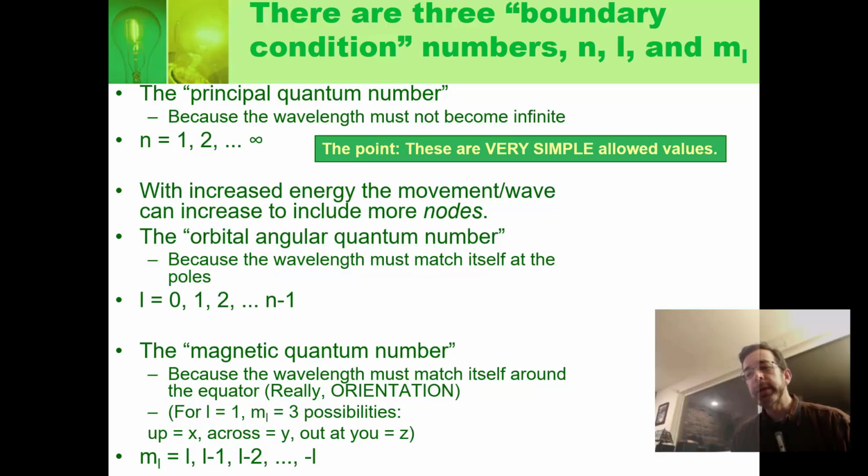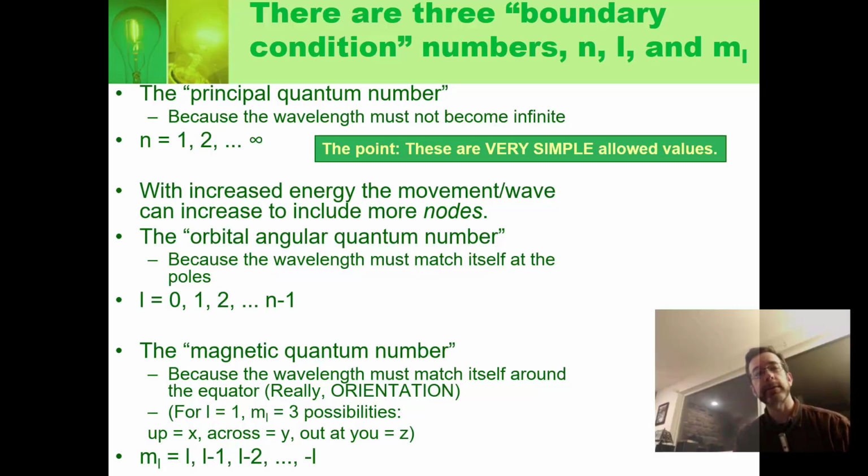But then when we get to n equals 2, and L can be 1, then we can also have possibilities for m sub L from L, L minus 1, and negative L. That means for L equals 1 we have 3 possibilities. And it turns out that those 3 possibilities correspond to our 3 dimensions. The 3 possible ways to orient yourself in 3 dimensions is you can orient yourself along the x-axis, along the y-axis, and along the z-axis.